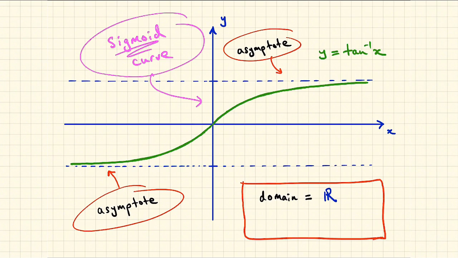Remember, inversion interchanges domain and range, so the domain of inverse tan is the range of tan, which is the entire real number line, and the range of inverse tan is the domain of our fragment of tan, which is the interval from negative pi on 2 to pi on 2, but not including the endpoints.